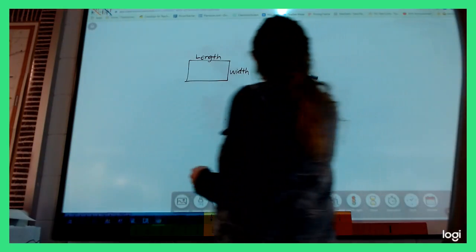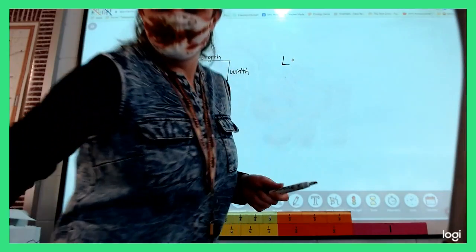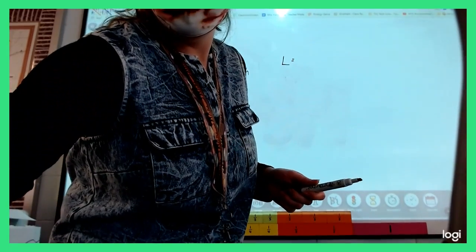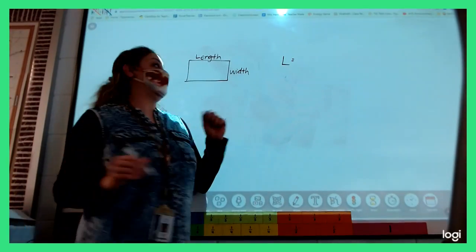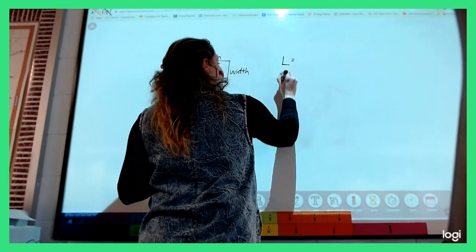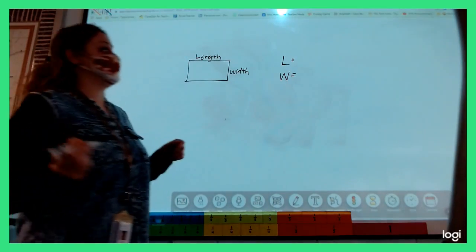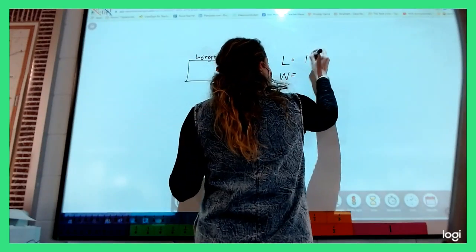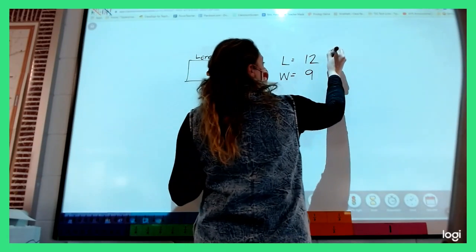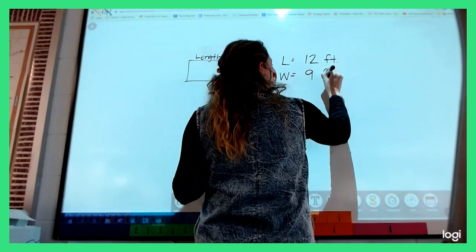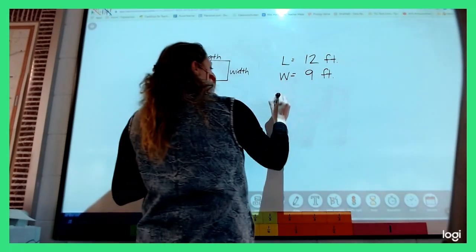All right, the next one. Okay, so this time, instead of drawing it on the shape, I'm going to give you the length and the width like this. Okay, you might have a problem like that. This time, the length of our rectangle is 12. The width of our rectangle is 9. And we'll give it a label. We're going to say feet. And I want to know what is the perimeter.